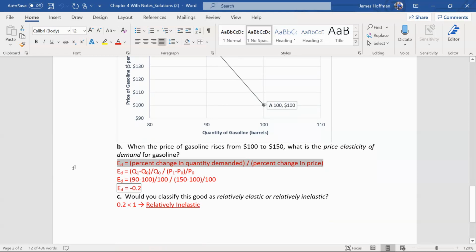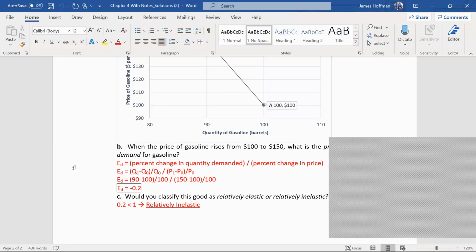Okay, you want the percent change in demand over the percent change in price. We know that's the elasticity, but if you use the same formula where you get the change over the original for demand, so Q1 minus Q0 over Q0, that's the demand portion, the percent change in demand. And then the bottom portion, this is the percent change in price, P1 minus P0 over P0.